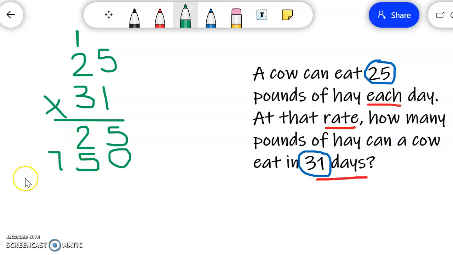Now that I have my two partial products, I'm ready to add them together to get the total number of pounds that a cow will eat in 31 days. So 5 plus 0 is 5. 2 plus 5 is 7. And then 7 plus 0 is 7. So now I'm ready to answer the question, and I should write my answer out in the form of a sentence.